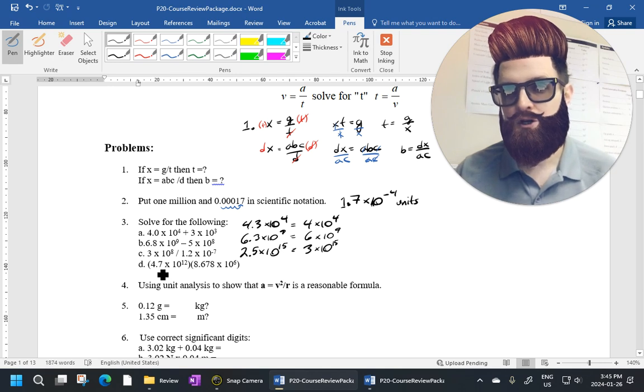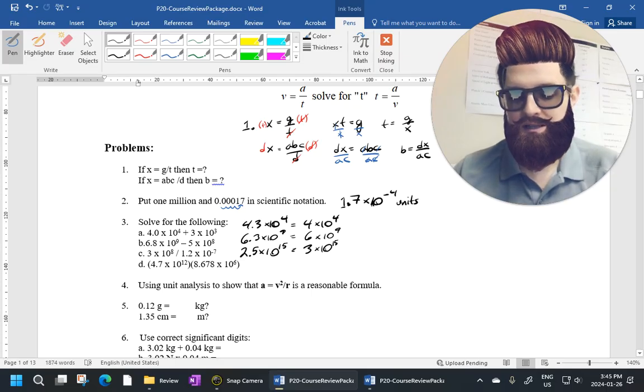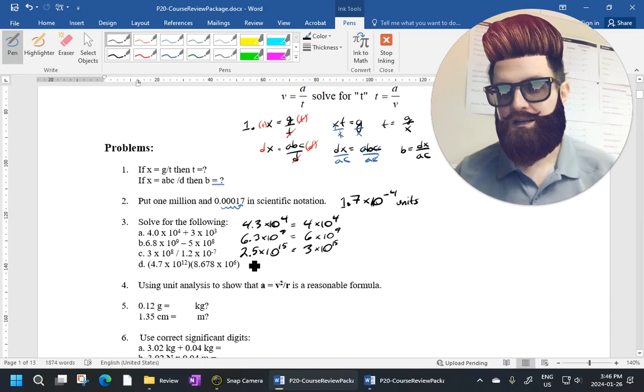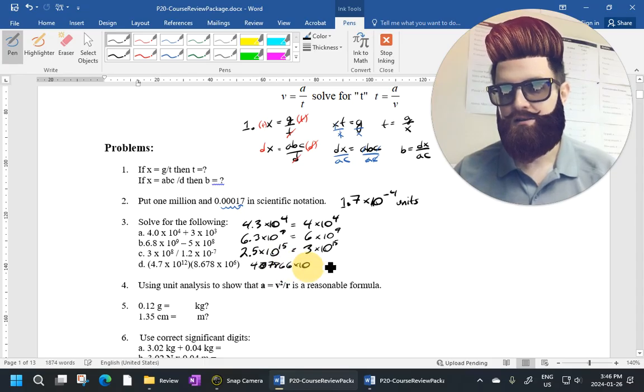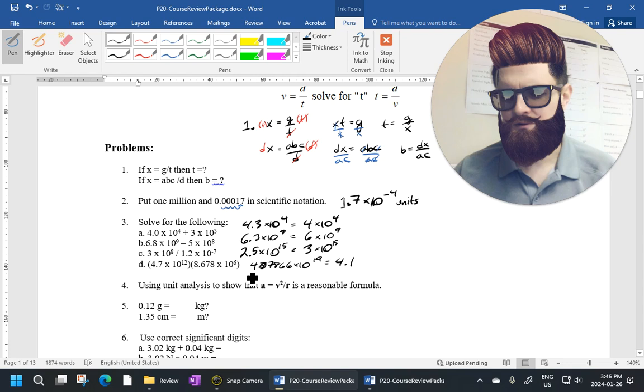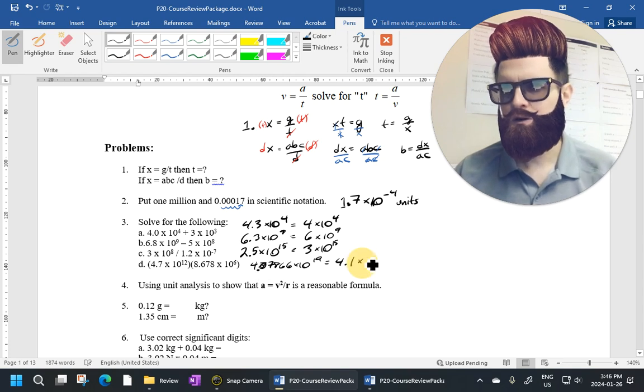And the last one, there's 2 sig digs in this one, because you're multiplying, you go with the least number, so 4.7 times 10 to the 12 times 8.678. Make sure I type all the numbers properly, times 10 to the 6. So you get a bunch of decimals here. So you get like 0.7866 times 10 to the 19. But because of the number of sig digs, there's supposed to be 2. You get 4.1 times 10 to the 19.